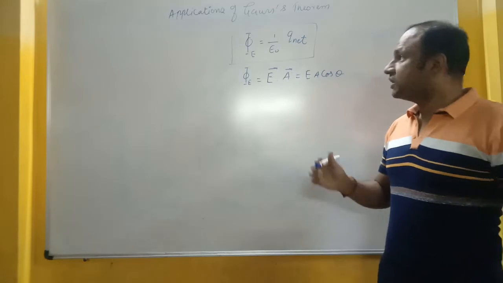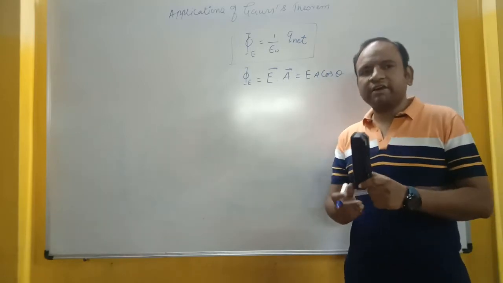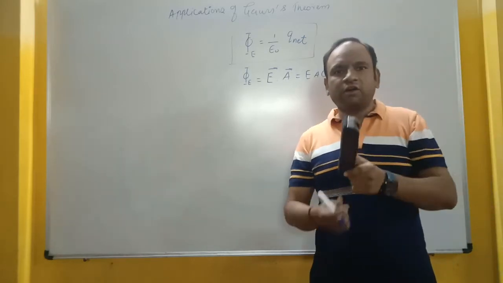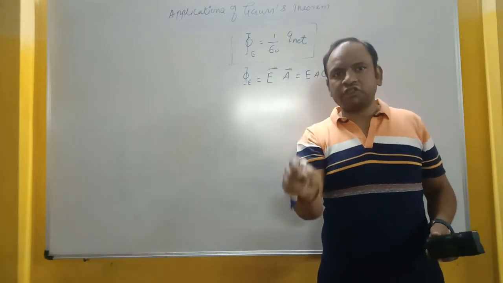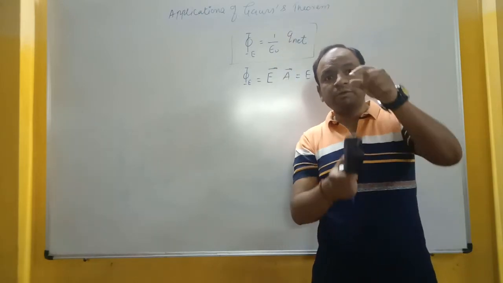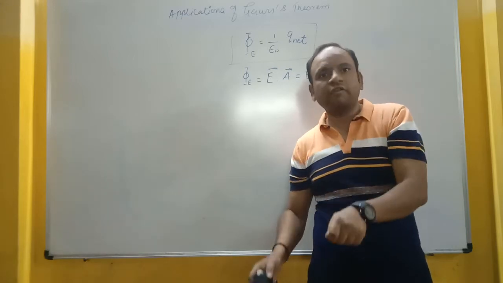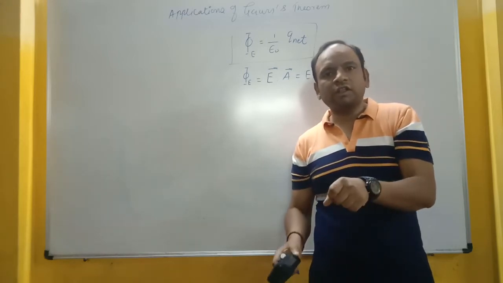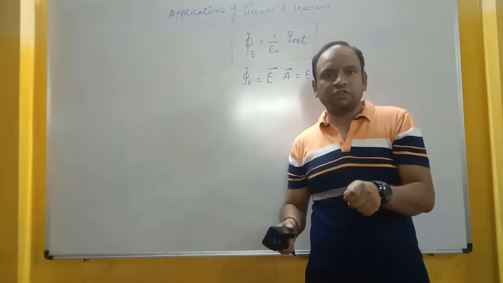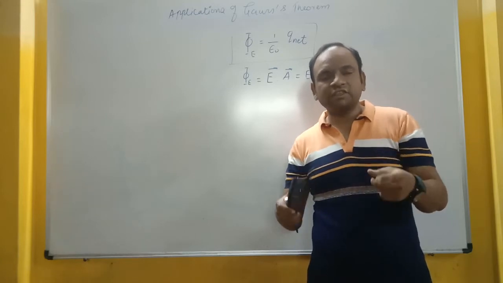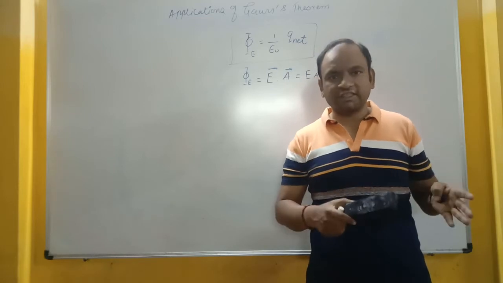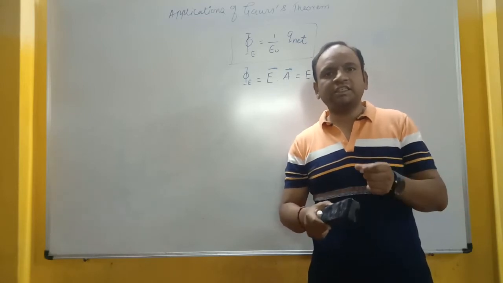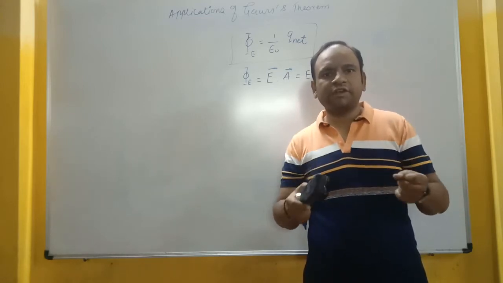Number one, for example, if I have a very long wire, and on that long wire I consider the charge which is distributed, your charge is distributed along the length of the wire. We call that a linear charge distribution, and the density represented here is called the linear charge density. So the linear charge density is the charge per unit length.